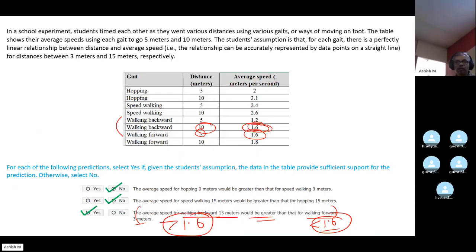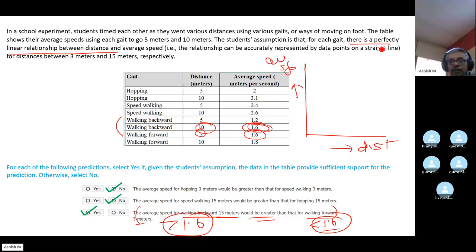Yes. All right. So I think this really, in some senses, draws upon the concepts of slope that we have been discussing in the past few classes. So again, I'll reiterate because I'm getting a feeling some of you are not understanding this. If this is distance and this is average speed, what this statement says is that the relationship between these two variables is like this, guys. So which means what?